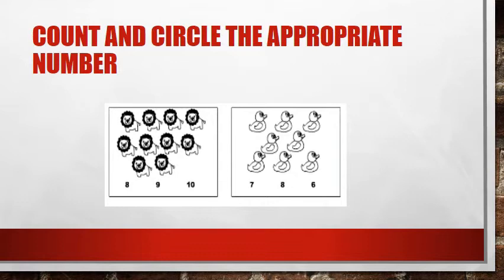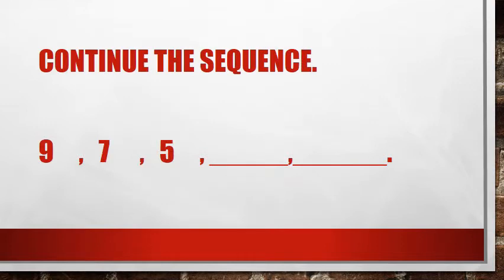Here we have to count and circle the appropriate number. In the first picture, let's count the lions, okay? 1, 2, 3, 4, 5, 6, 7, 8, 9, 10. So we have to circle number 10. For the second picture, let's count the dogs. 1, 2, 3, 4, 5, 6, 7, 8. So we have to circle number 8. Good.